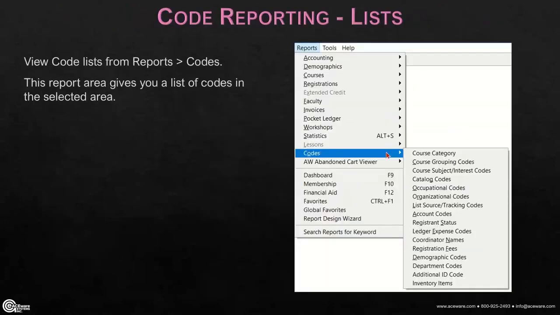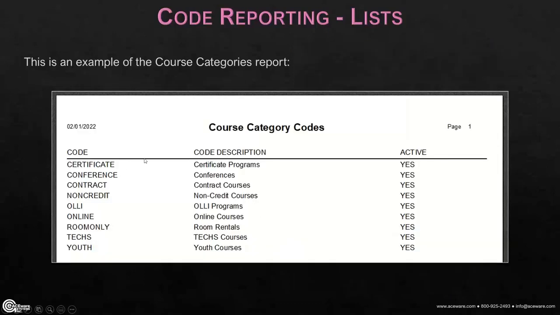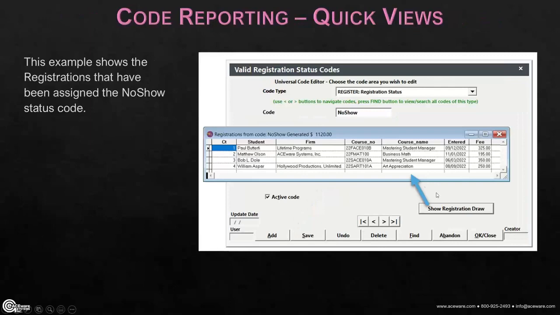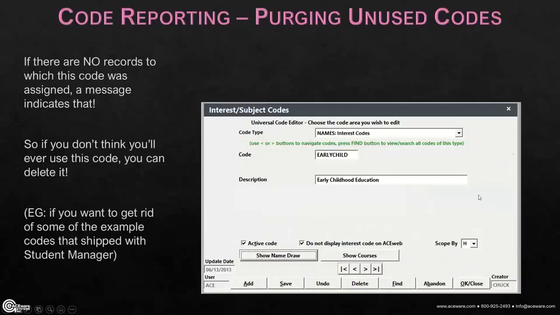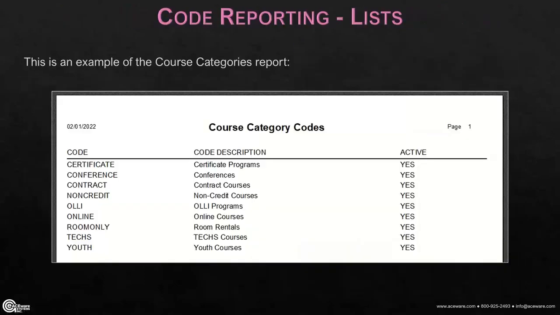Code reporting. Under reports, codes, there is a set of different reports that will give you a quick and dirty list of how many codes there are in that area and how many of them are active. Obviously, you can do the same thing by going to the code you're interested in and hitting the find button in the edit for individual codes, and it would give you a listing of the codes. It just wouldn't be a printable copy.